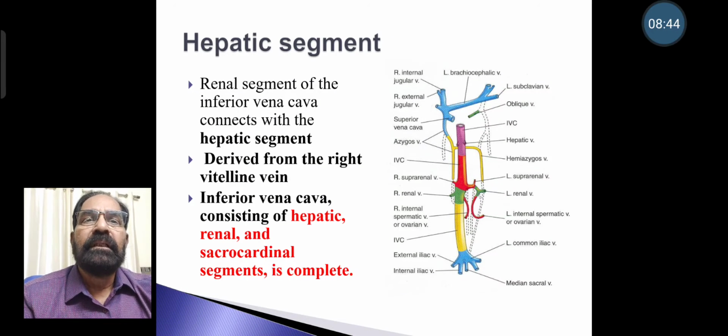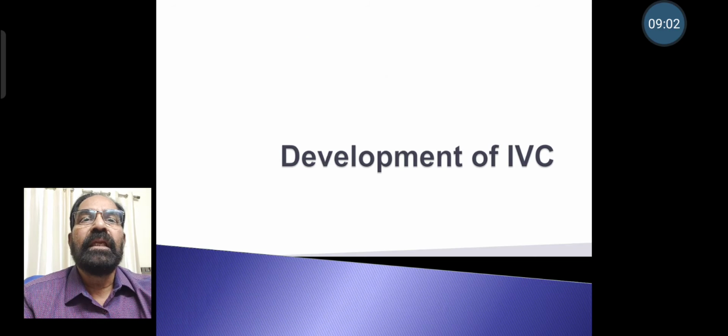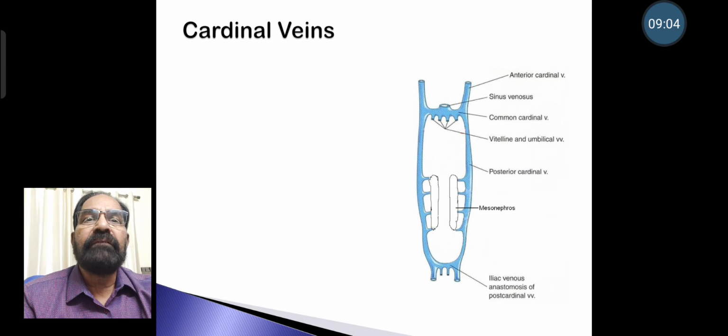Hepatic segment. Renal segment of the inferior vena cava connects with the hepatic segment. Hepatic segment is derived from right vitelline vein. So, inferior vena cava consists of hepatic segment, renal segment, sacrocardinal segments when it is complete. Development of inferior vena cava.